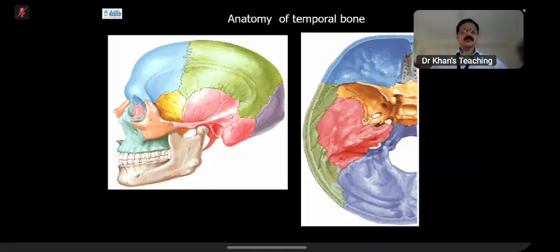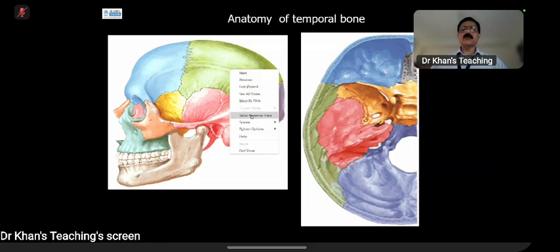And on the other hand, the petrous part of the temporal bone, which is our main interest, is the most complex anatomy of the human body and which we are going to learn today. And it is a very, very thick bone. So if you see here, it is a pyramidal shape. Let me change my mouse to a laser.